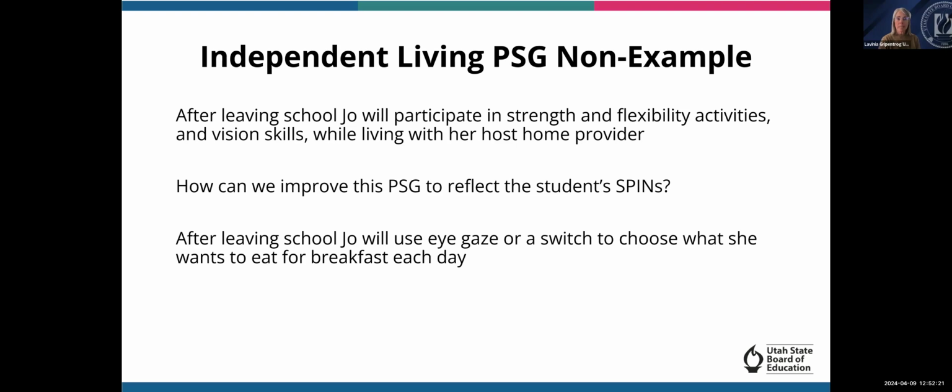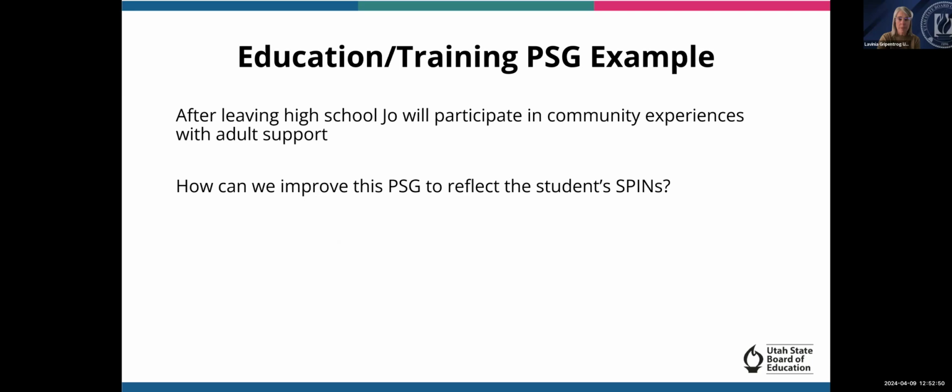So this would be an example of an independent living goal for a student with some pretty complex needs, but it's much more specific, right? So we would expect her to have instruction and practice around either using her eye gaze or a switch to choose what she wants to eat for breakfast every day. So that's independent living, self-advocacy, choice making, a post-secondary goal for a student with complex needs.